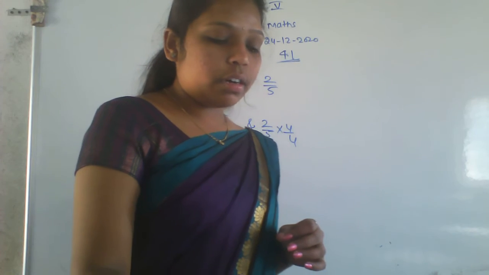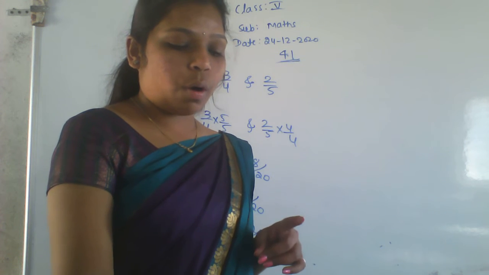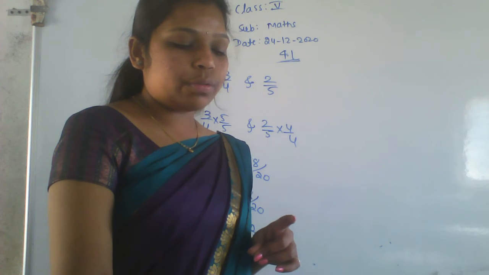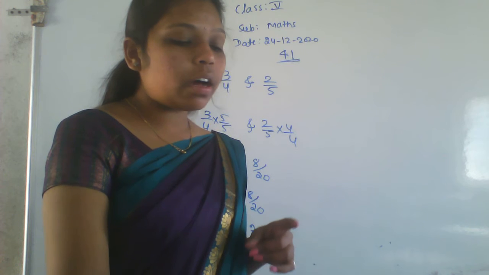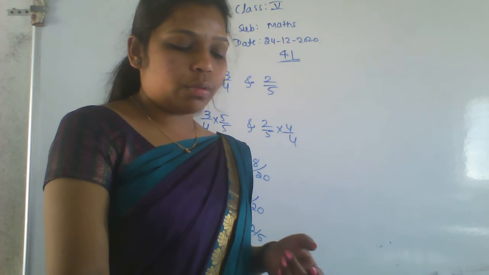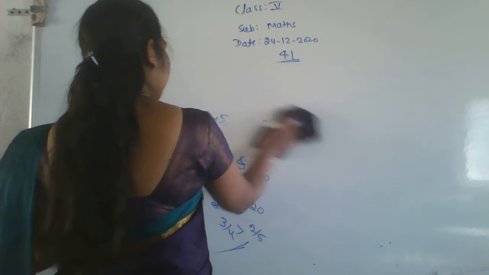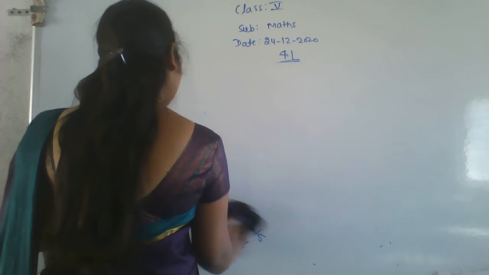Ramesh uses a 4 by 7th bucket of paint to cover one wall of a house, whereas Hari uses a 4 by 9th bucket of paint to cover another wall of the same size of the house. Who uses more paint? Okay, they are asking who has used more paint. So again it is a comparison only.